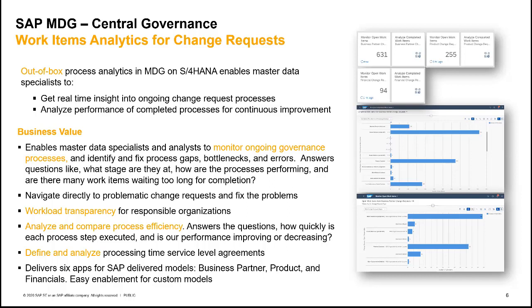By using this app, you can analyze and compare the process efficiencies to see how quickly each step is executed, and whether the average processing time is going up or down over time. Last but not least, you can always drill down to the individual change request processing UI to do further investigation or follow-up actions if necessary. We have delivered these apps for each standard domain, but of course, with your customer models and custom domains, you can also easily enable or build such applications for your end users.